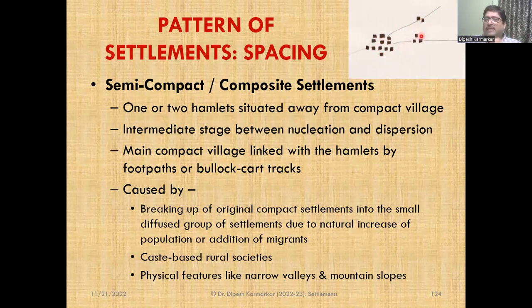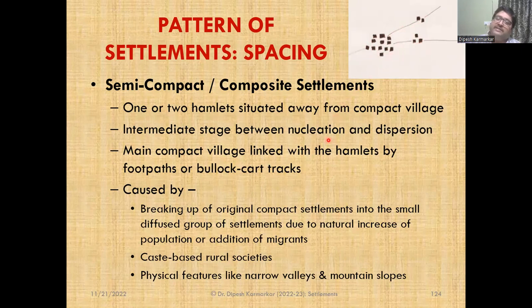But still there are a few hamlets which are not a part of this compact settlement, but they are a little away from each other. One can say that semi-compact settlement is a kind of intermediate stage, as I was telling before, between nucleation and dispersion. And here you can see the main village, the compact village, is very well connected with these hamlets by a footpath or a bullock cart if it's a rural settlement.